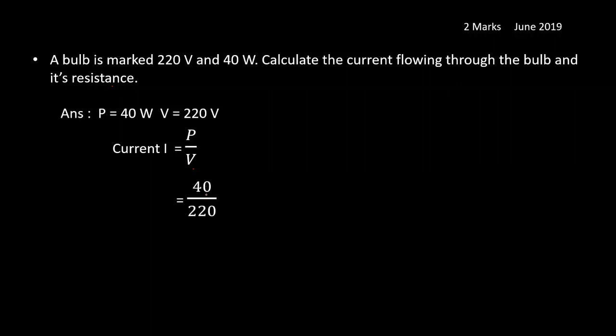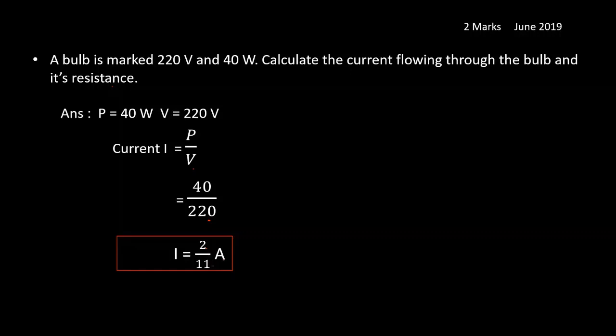Next question is for 2 marks. A bulb is marked 220 volt and 40 watt. Calculate the current flowing through the bulb and its resistance. Here power is equal to 40 watt and V is equal to 220 volt. The current flowing through the bulb is I equal to P divided by V. Now substitute the values of P and V. P is 40 watt divided by V is 220 volt. 40 divided by 220 is 2 divided by 11. Therefore, the current flowing through the bulb is 2 divided by 11 ampere.